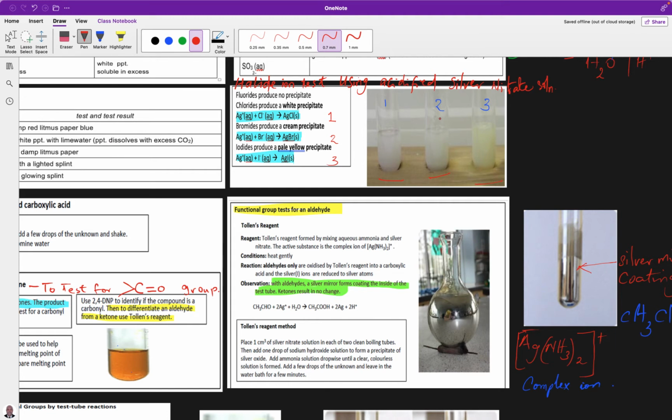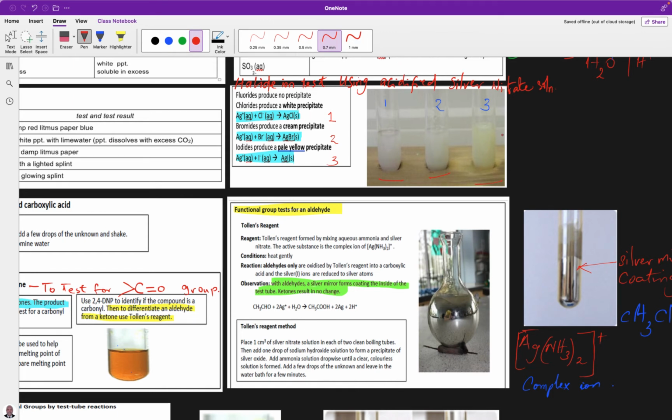In test tube number 2, the bromide ion released in the solution will now react with what? It will react with the silver ion, and there will be a silver bromide precipitate. The silver bromide precipitate will be cream in color, and that is how you find it in your test tube.